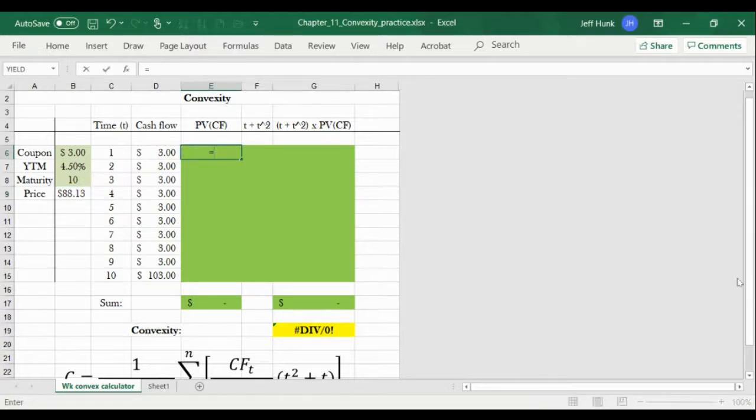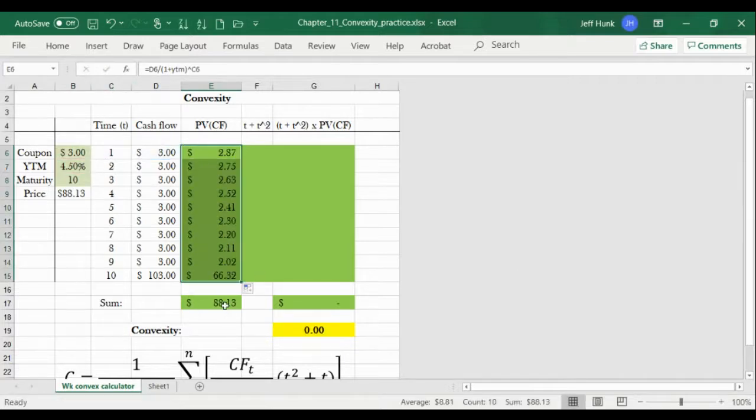So now the present value, it's not difficult. It's simply this over 1 plus yield to maturity, YTM, right? And then you drag it down. There you go. If you sum all of these cash flows, that's basically the bond price, right?